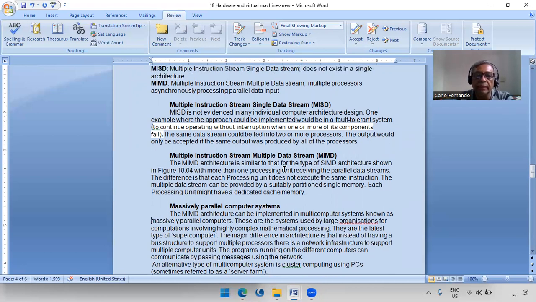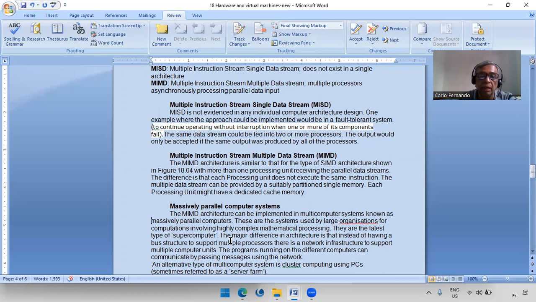The MIMD architecture, the last one, can be implemented in multi-computer systems, minicomputers, known as massively parallel computers. So you and I don't get them at home, right? Obviously. These are the systems used by large organizations for computations involving highly complex mathematical processing. They are the latest type of supercomputer. The latest one is this MIMD system, massively parallel computer systems.